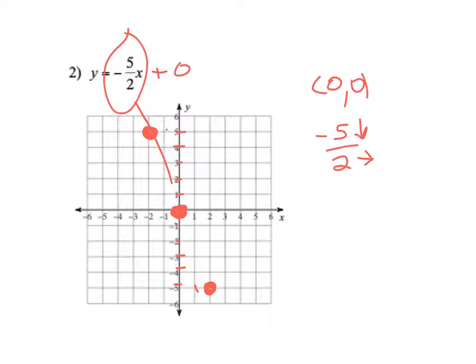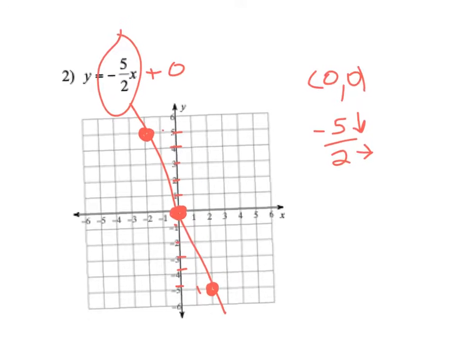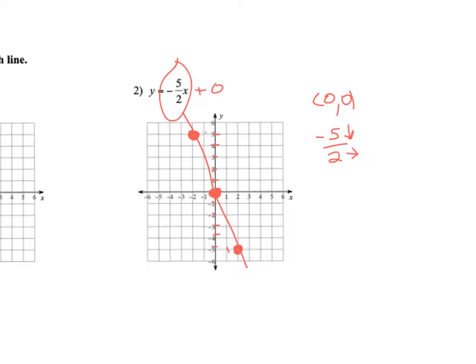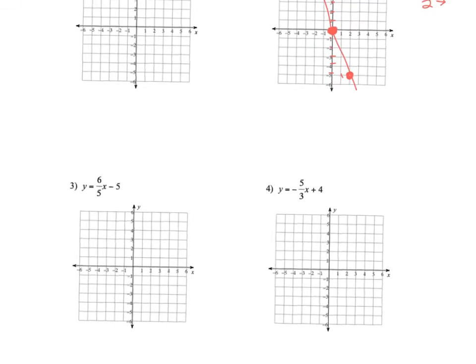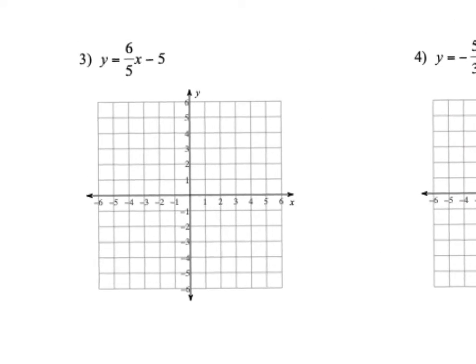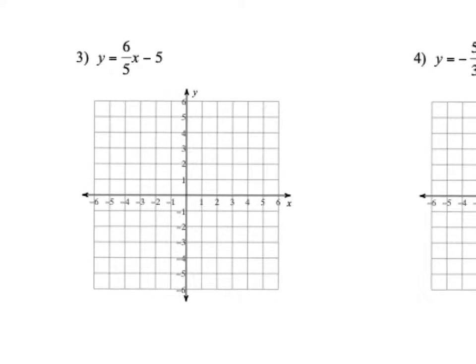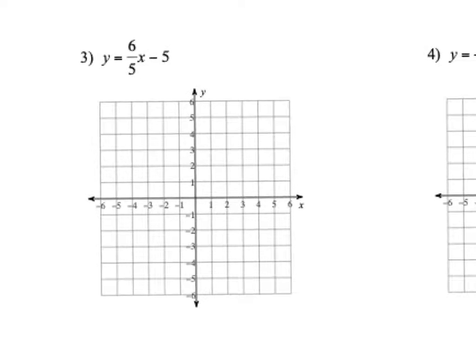When you are graphing these lines, you should have a completely straight line every single time, because these are linear equations, meaning that we have an x and a y, and they are to the first power. They don't have an exponent or a power other than 1. So you should always get a perfectly straight line. Okay, so let's go ahead and try a few more.